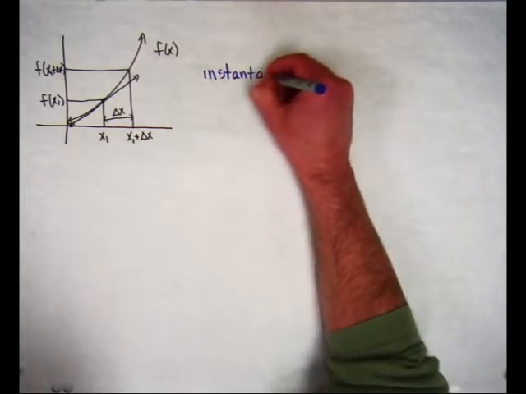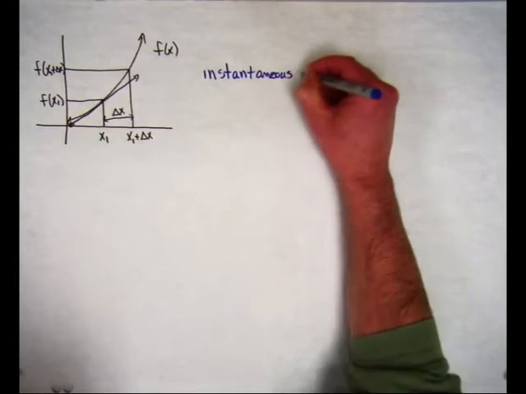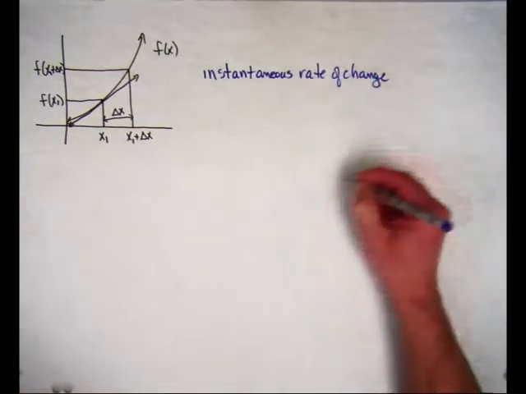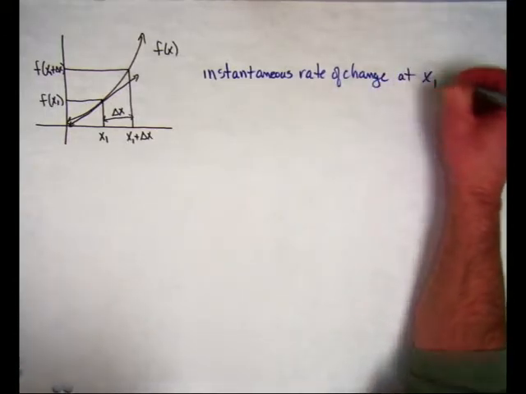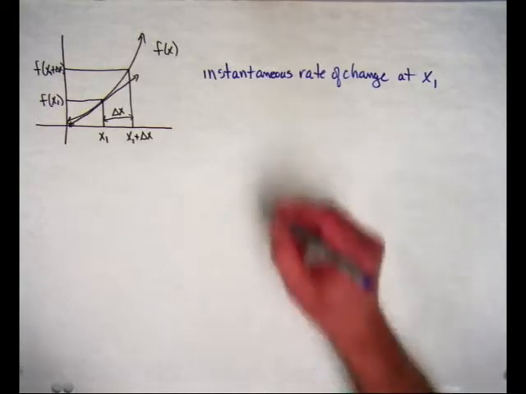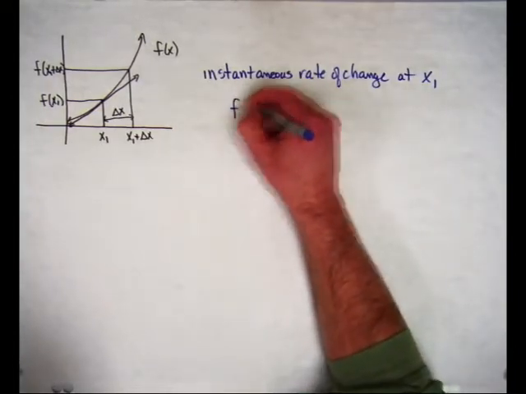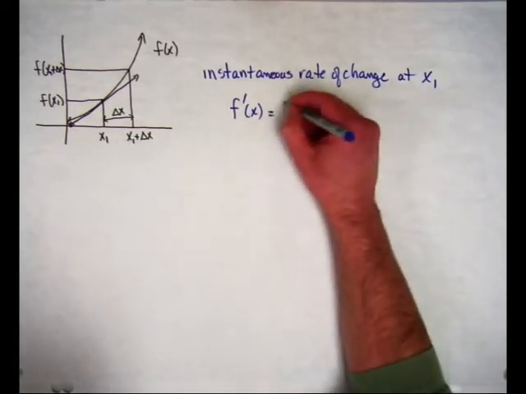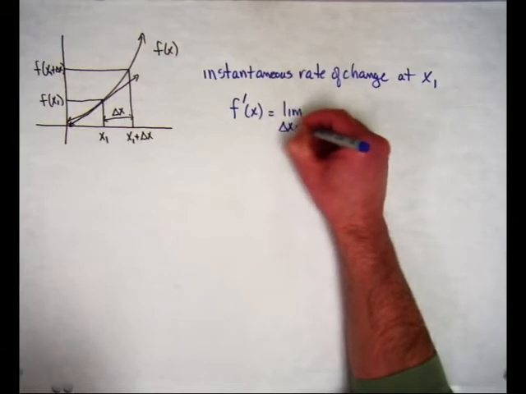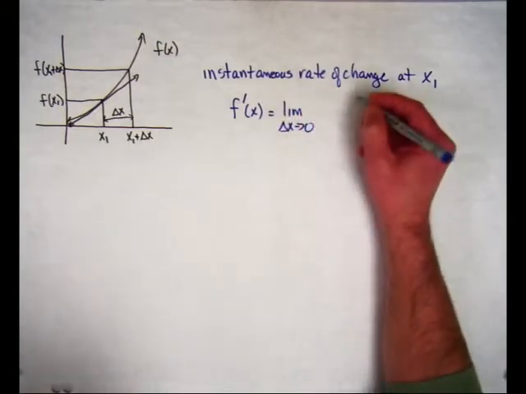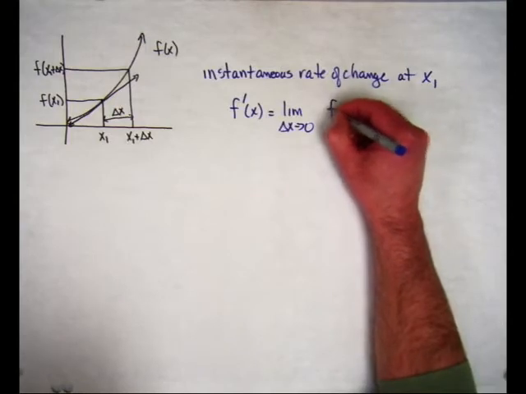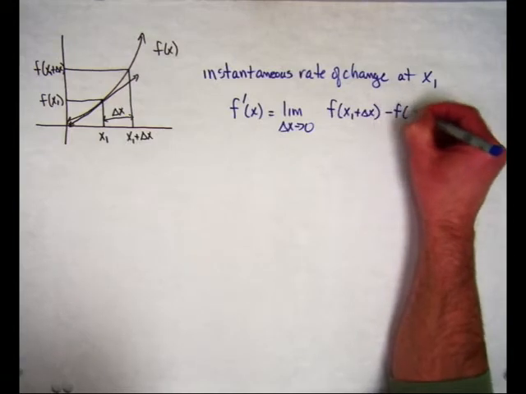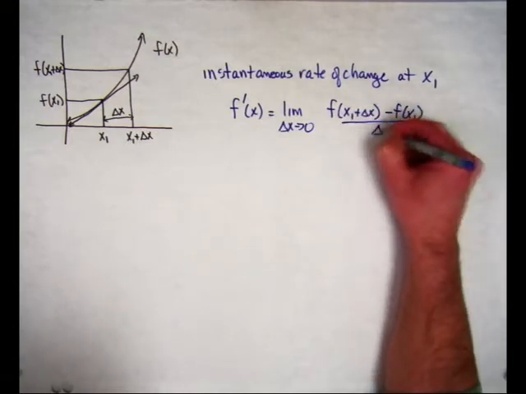The instantaneous rate of change at x1 is going to be the derivative. It's going to be f prime of x, our notation for derivative. And what we're going to do is take the limit as delta x approaches 0 of our secant slope. So our secant slope, of course, would just be f at x1 plus delta x minus the function at x1 all over delta x.